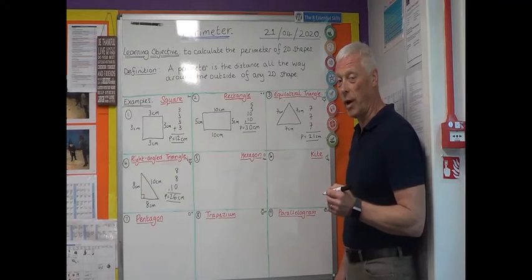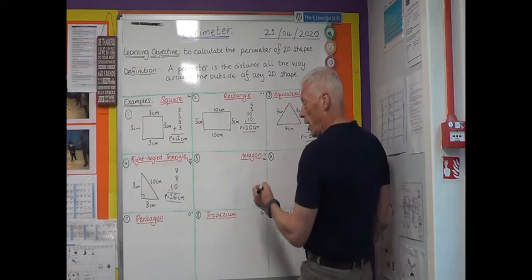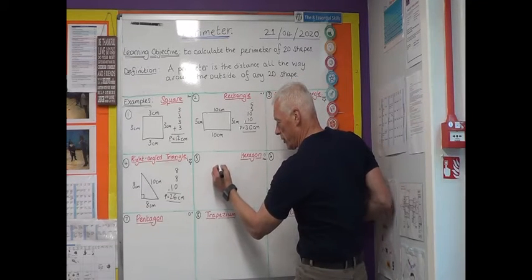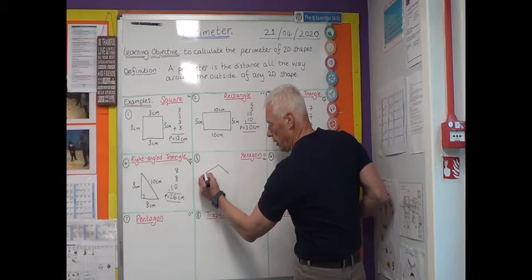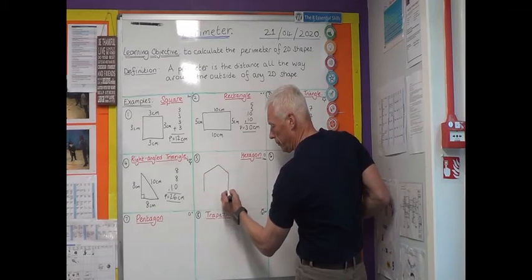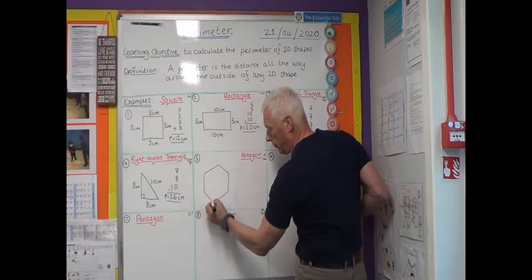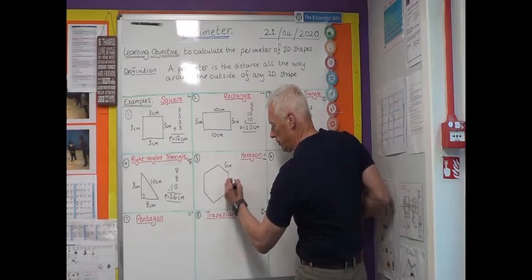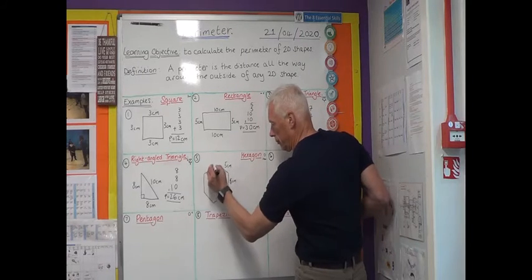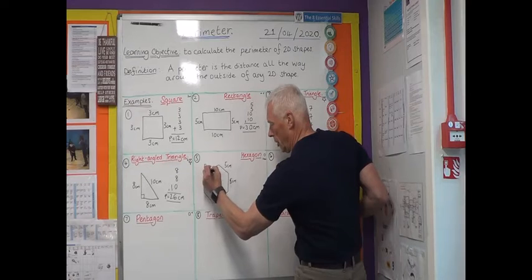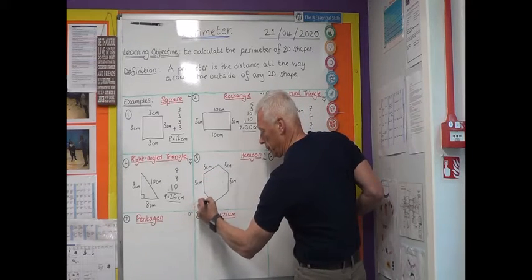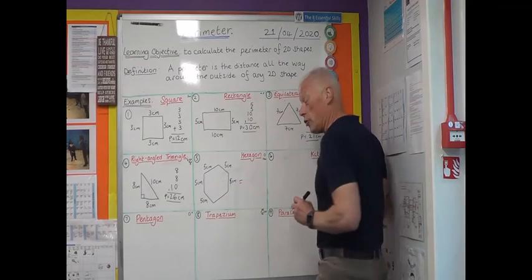The next ones I want you to try and work out yourselves. You can do these with your parents in your head. A hexagon, and we'll put that at 5 centimetres. All the faces are the same length on a hexagon. You try and work out that one.